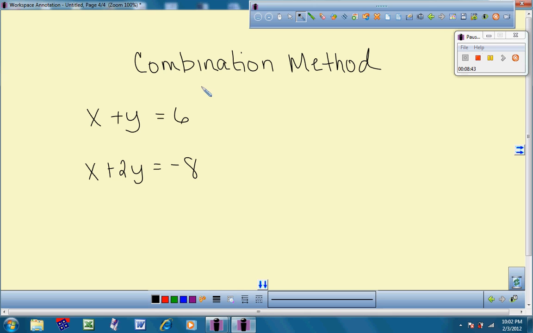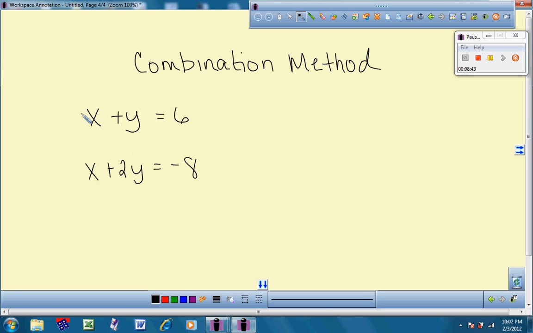So remember, with combination method, we're going to make sure our variables are all lined up in nice, neat columns. Next, we're going to see, okay, can I cancel anything right away? And it doesn't look like I can. Now, don't go assuming you can cancel these two x's right here, because we can't. They are both positive. We need a negative and a positive. I can cancel out the y's. It does not matter. You get to choose.